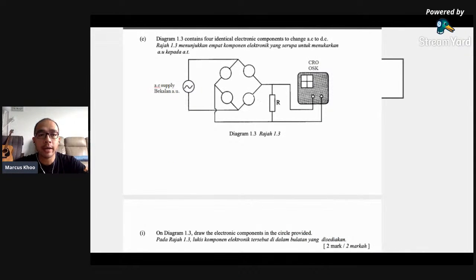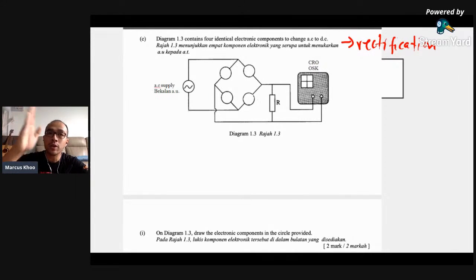Okay, all right. Diagram 1.3 contains 4 identical electronic components to change AC to DC. Sorry, not charge, change. Changing AC to DC is a process called rectification. That's why I say this exercise is all just for revision. Rectification, changing AC to DC, is called rectification.